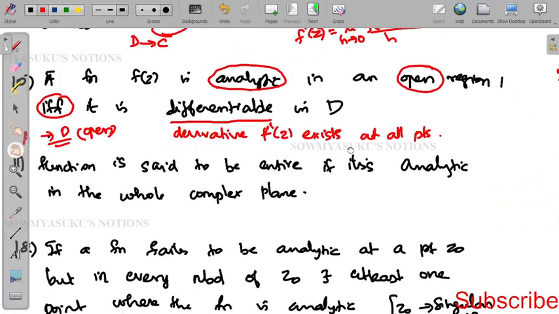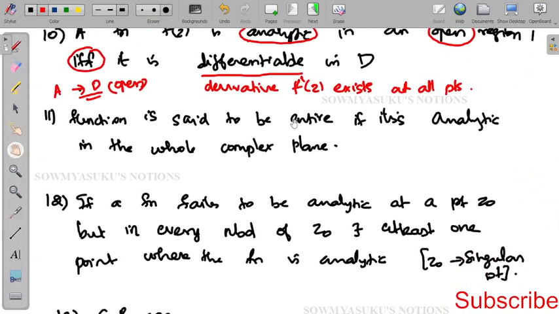Now we can see the 11th one. A function is said to be an entire function if the function is analytic in the whole complex plane. In the whole complex plane, the function should be analytic. If it is so, we can say that the function is an entire function.